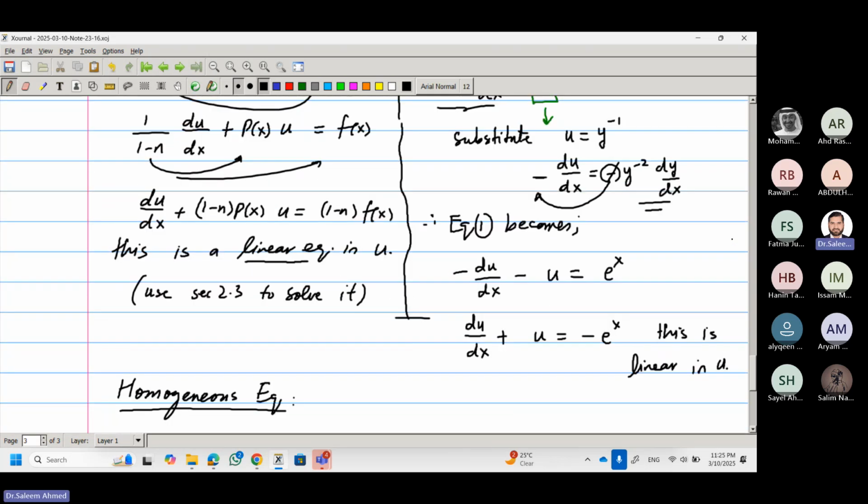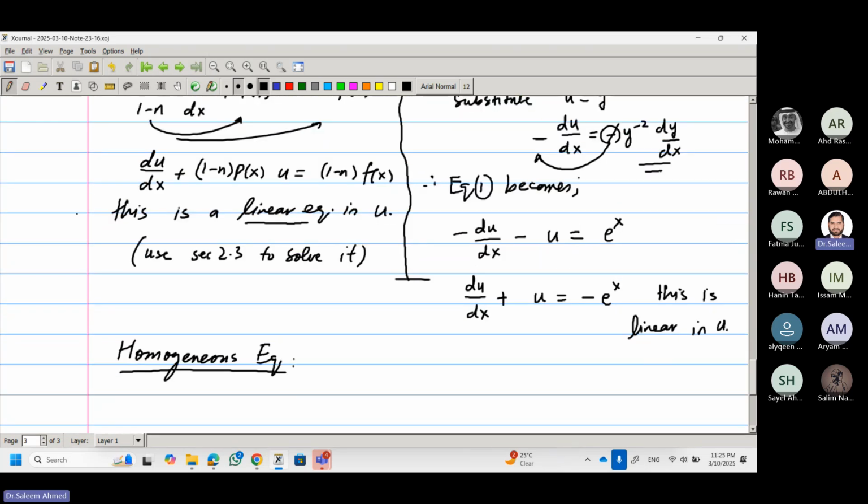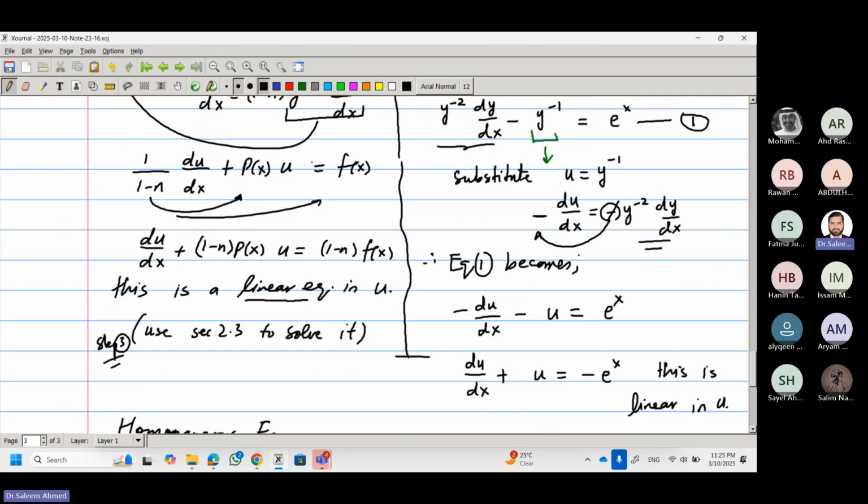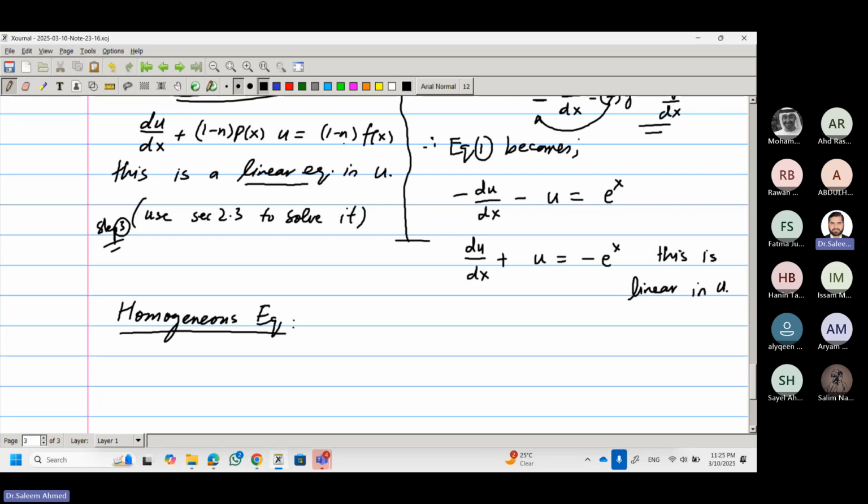Third step is solving the linear equation, as I wrote here, step 3. But if you are doing this complete problem, you will do step 3, you will solve it. But if I don't ask you to solve it, then don't solve it.